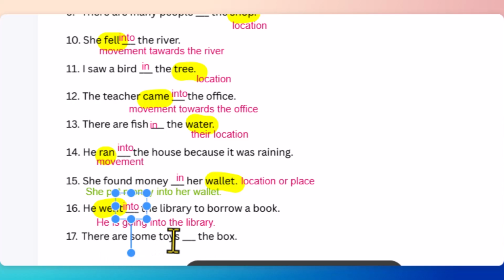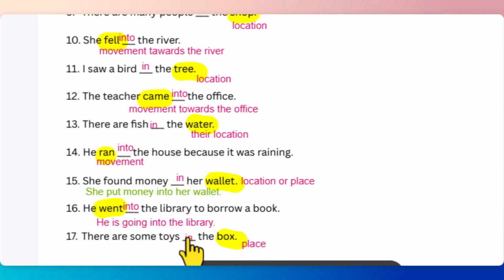There are some toys in the box. So the box, what does it show us? So the box shows us that it is a place or location where we put things. So in this case, they put the toys inside the box. So our correct answer is going to be in. So there are some toys in the box.